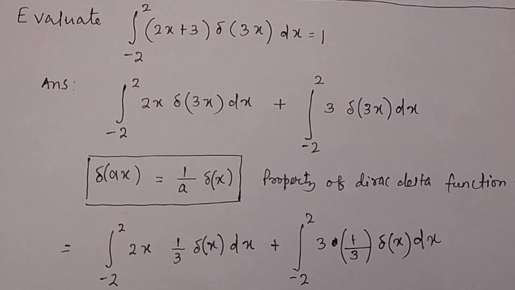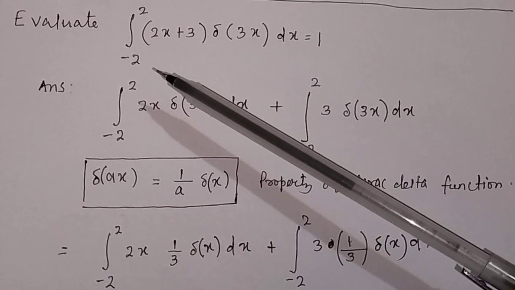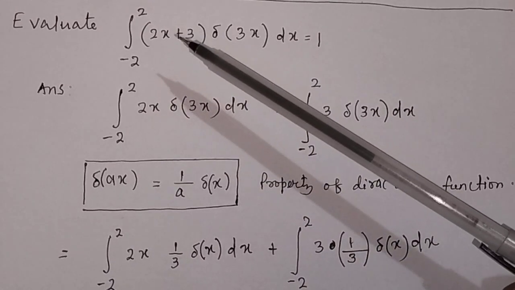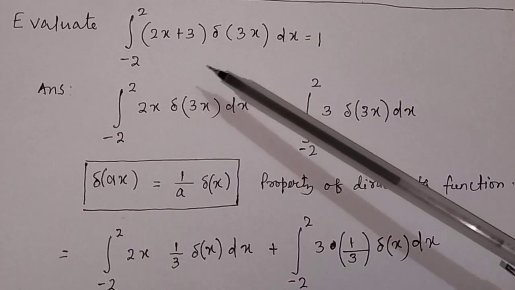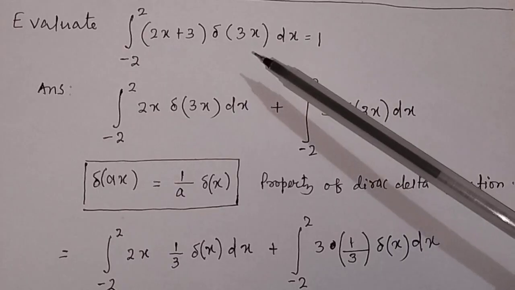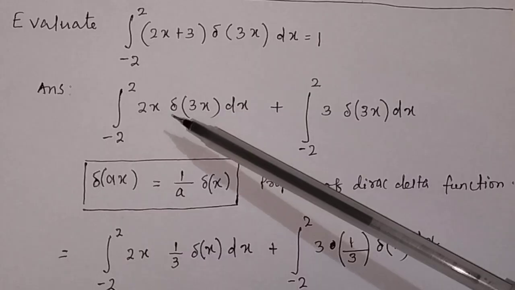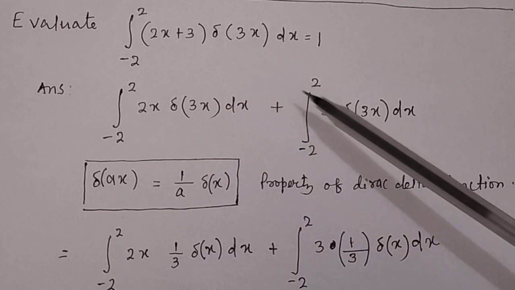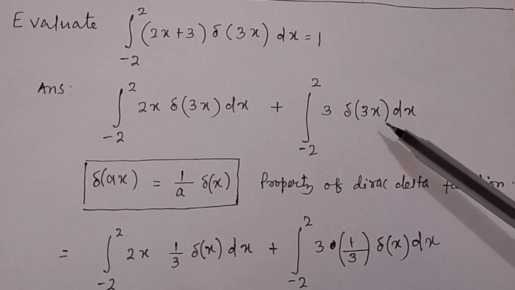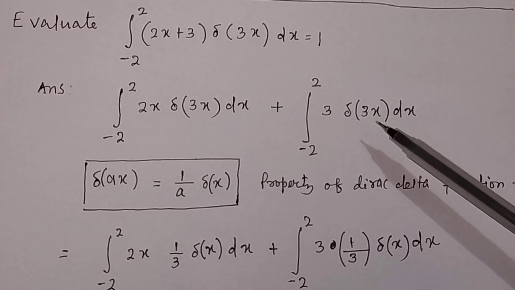Using the property of the Dirac delta function, evaluate the integration from -2 to 2 of (2x + 3) delta(3x) dx, and this value will be equal to 1. You have to evaluate it. Here you have two functions: one is 2x delta(3x) dx, and another is 3 delta(3x) dx. So you have two Dirac delta function terms, and you have to solve them.